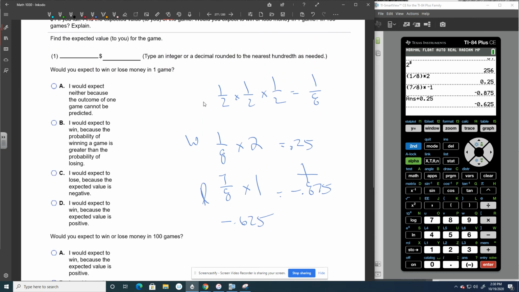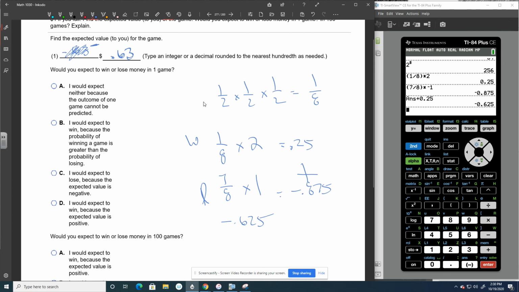So would you expect to win or lose money in the game? Well, my expected value is negative 0.6. How does it want me to round? Round to the nearest hundredth. So negative 0.63 is my expected value, which is losing 63 cents. Okay, so it would be negative. I guess this should be a negative.